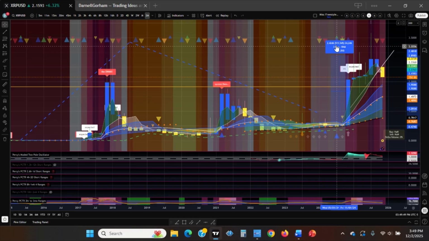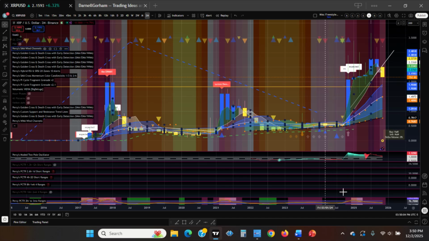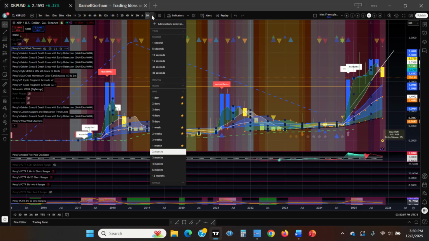And let's just go to the tippy top of the wick. 184 days, 5x, or 511%. You put 5,000 in, 10,000 in, just multiply it by 5. We love Pi. Back to the 1 month chart.